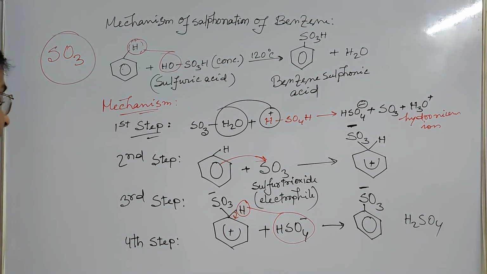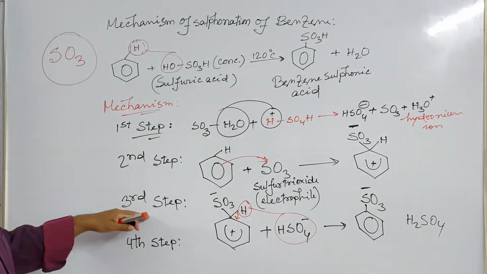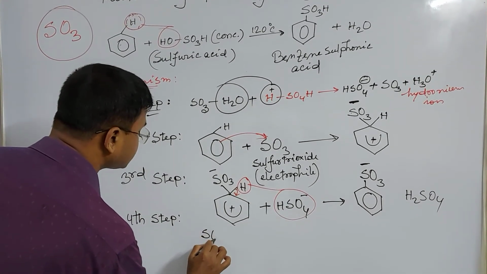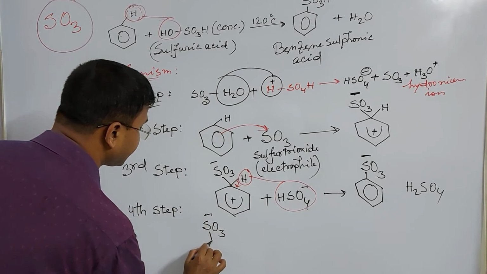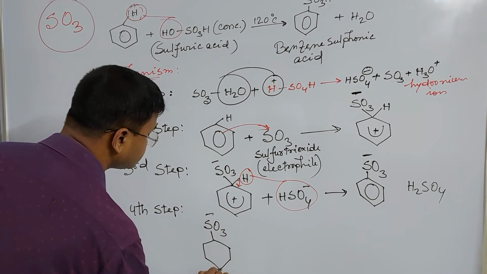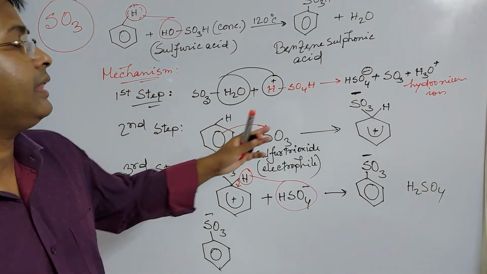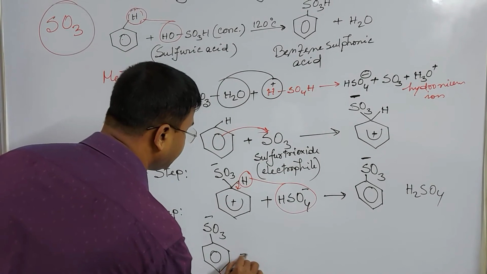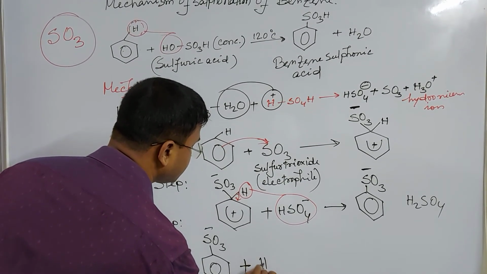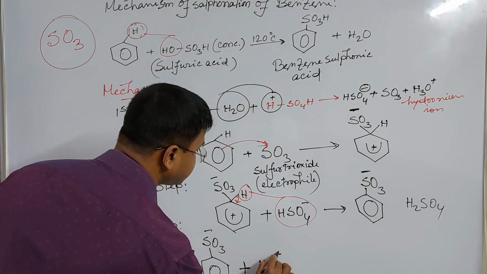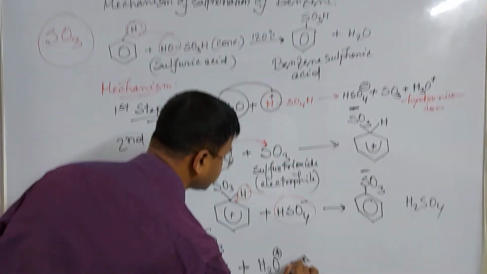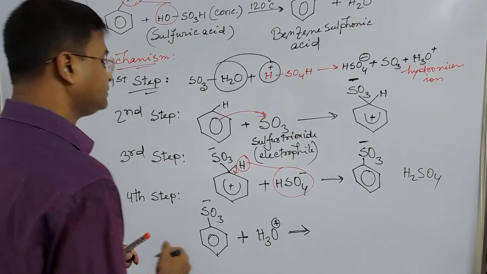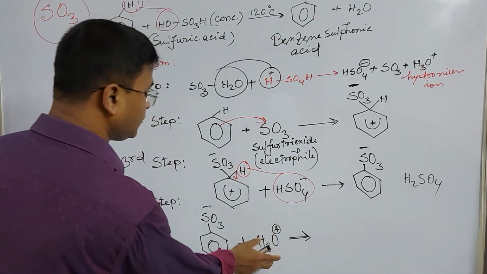At the fourth step, this is a little bit different from the previous mechanism because I am using a fourth step, whereas in the previous mechanism the third step was the finishing step. However, SO3 minus is a negative ion, and there is a hydronium ion from the first step. This hydronium ion, H3O plus, combines with the negative ion to produce benzene sulfonic acid.